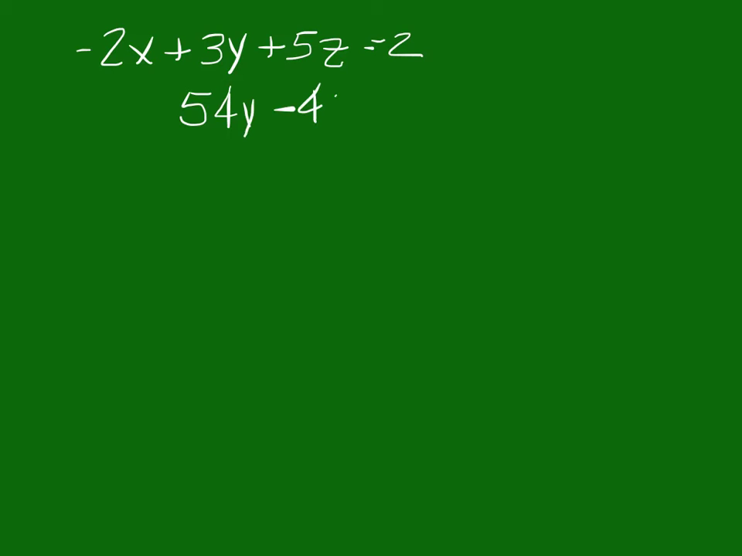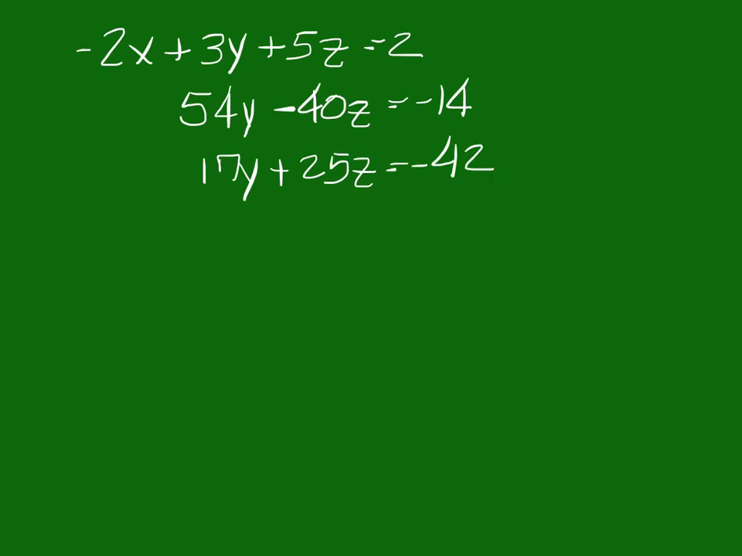Alright, so we should have negative 2x plus 3y plus 5z equals 2, and then the ones we made were 54y minus 40z equals negative 14, and then 17y plus 25z equals a negative 42. Now, where did you go from there?